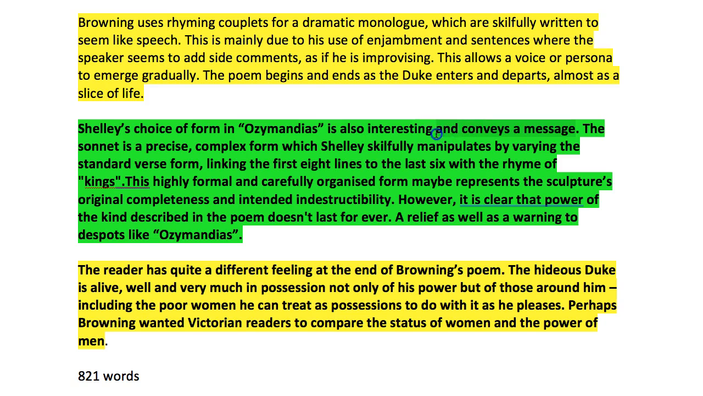So this is much better because he immediately lets the examiner know that what he's going to say about the form of the poet, about it being a sonnet, is going to be relevant to the message that Shelley has. The sonnet is a precise, complex form which Shelley skillfully manipulates by varying the standard verse form, linking the first 8 lines to the last 6 with the rhyme of kings. This highly formal and carefully organized form maybe represents the sculpture's original completeness and intended indestructibility.